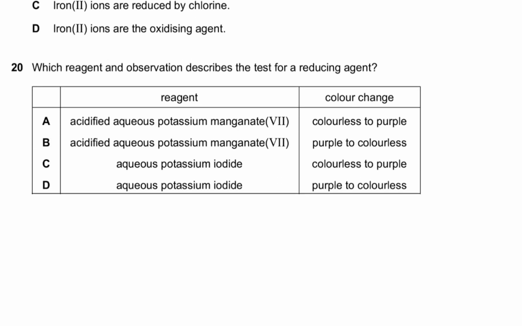The next one, which reagents and observation describe the test for a reducing agent? Acidified aqueous potassium manganate, colorless to purple, and then acidic aqueous potassium manganate purple to colorless. Potassium manganate does not turn colorless to purple, so the first option is not true. Yes, the second is true. Purple color becomes colorless. B option is correct. Aqueous potassium iodide colorless to purple, no, because it doesn't start with the purple color even. So the D option is also incorrect. So for 20, B option is the correct one.